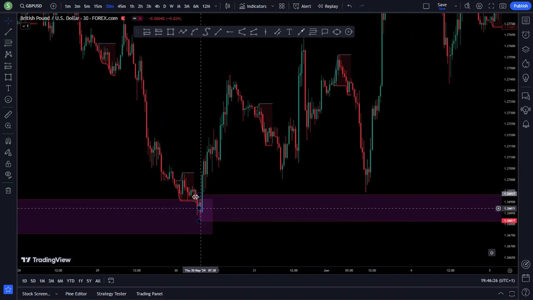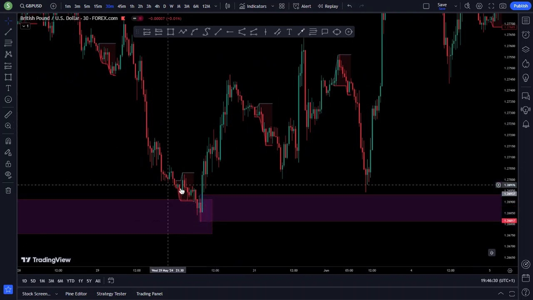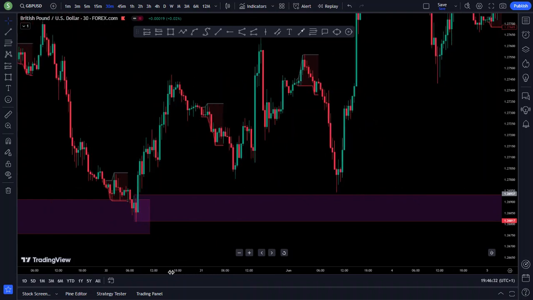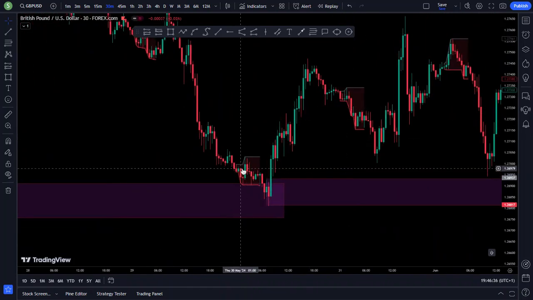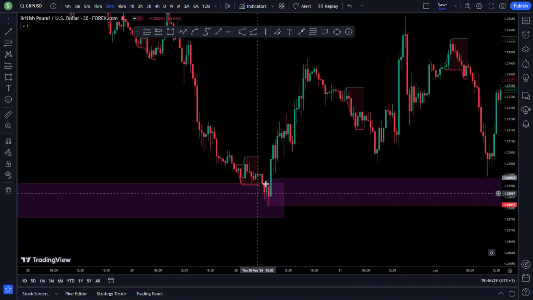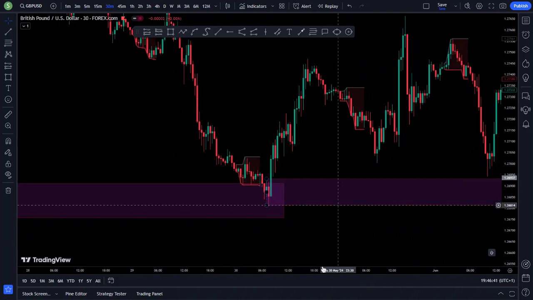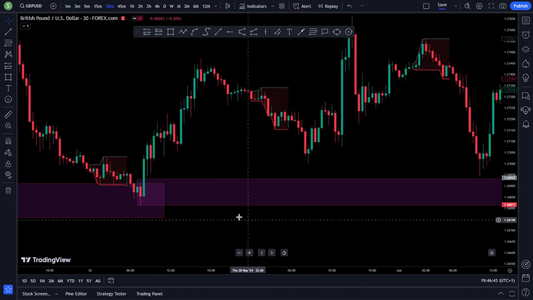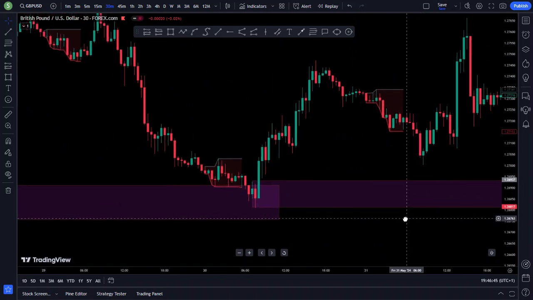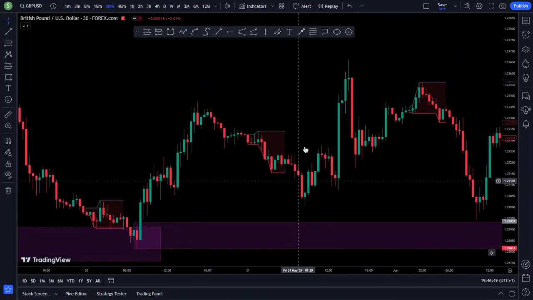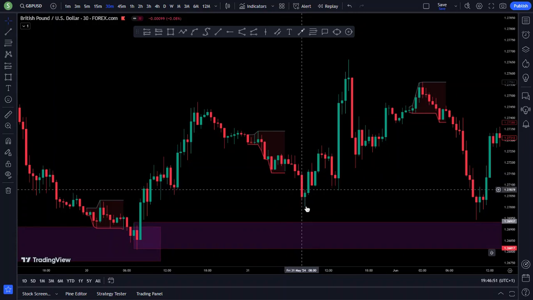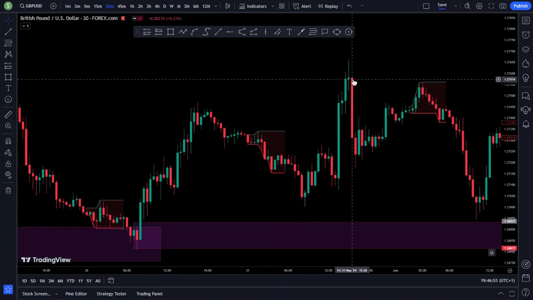It swept the low nicely, swept the low of that Asian session. And this is a typical bullish day, like it showed it nicely, right? It accumulated during the Asian session, it manipulated, and it distributed upward all through New York. Let me just zoom that very well so that we'll see it. This is a typical bullish day. This is also a typical bullish day over here. Take a look at it. It accumulated, it manipulated during London, and during New York it distributed.